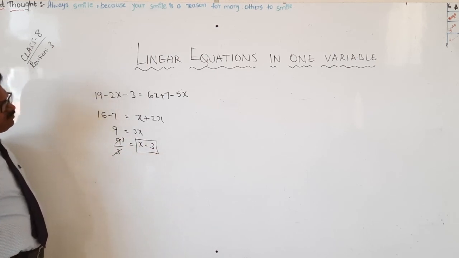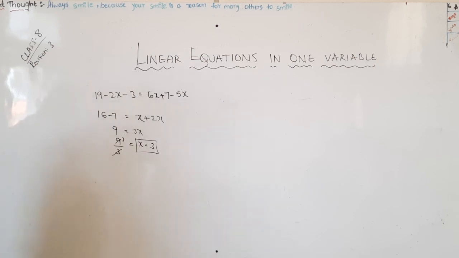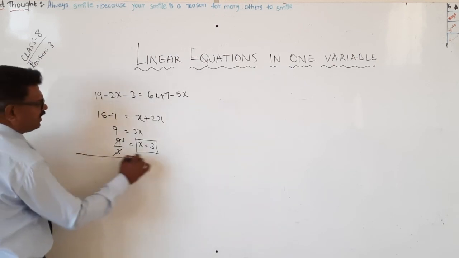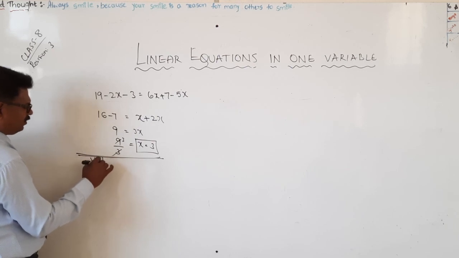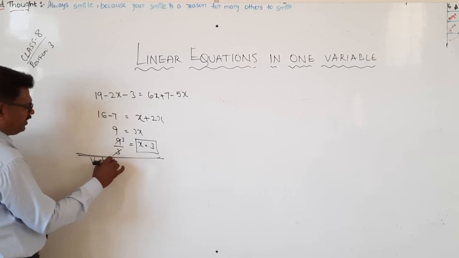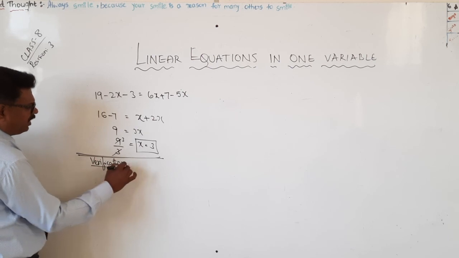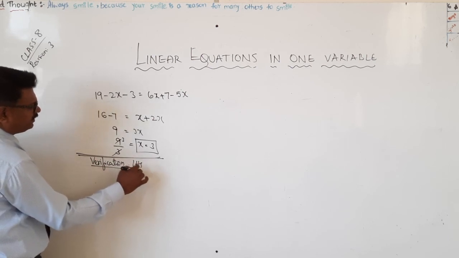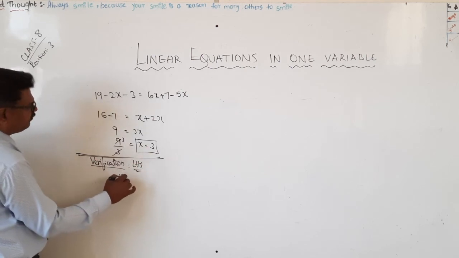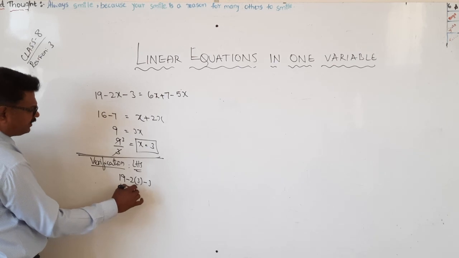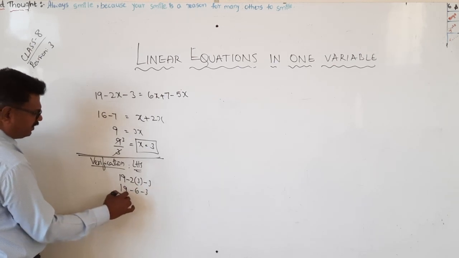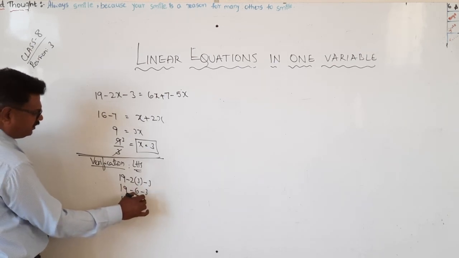See, sometimes they may ask you to verify also. So how to verify our answer, whether it is correct or not? We can verify, that is verification. How? LHS: you take 19 minus 2 into x, that is 3, minus 3, 19 minus 6 minus 3, therefore 19 minus 9 is equal to 10.